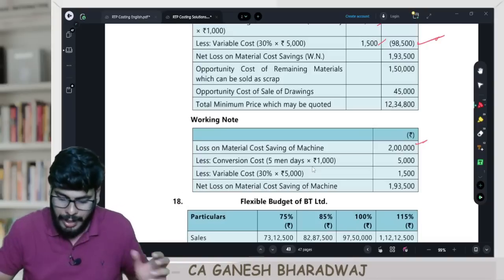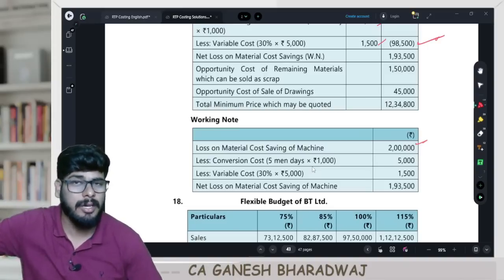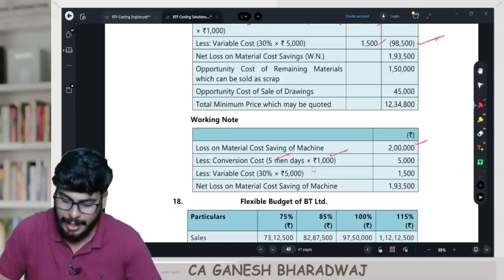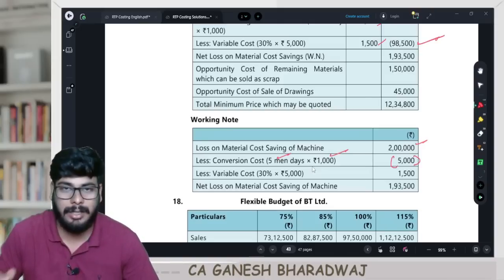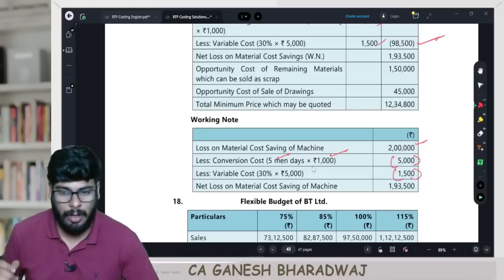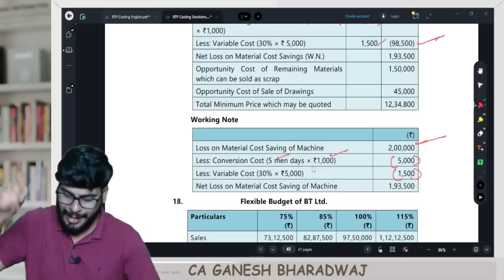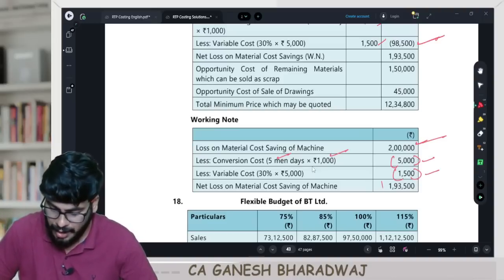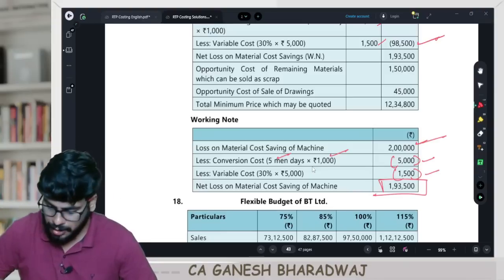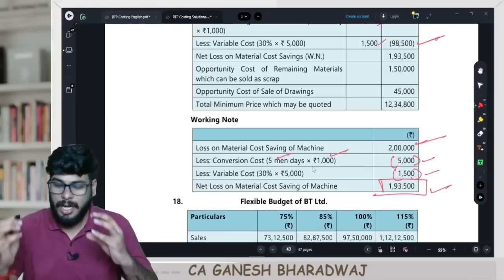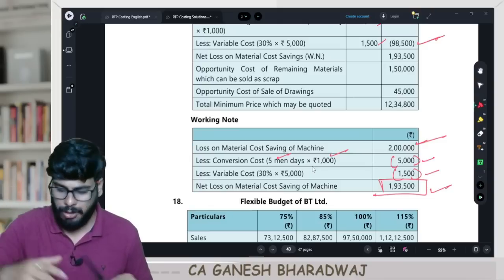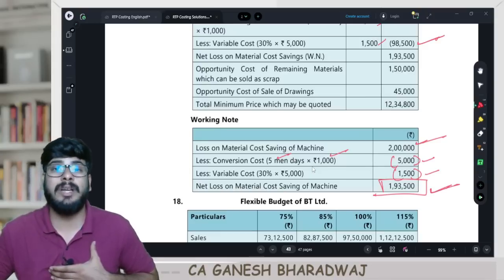Why? For you to do that, you should have used the manpower requirement in your department X. So 5 men days would have been required at the rate of 1,000 rupees. So you would have incurred extra 5,000 rupees, right, on that variable cost of 1,500 rupees. So for you to get this benefit of 2 lakhs, you would have incurred 5,000 and 1,500. The net benefit that you would have got had you not used this for this particular customer is only how much? 1,93,500. So this is actually an opportunity cost.